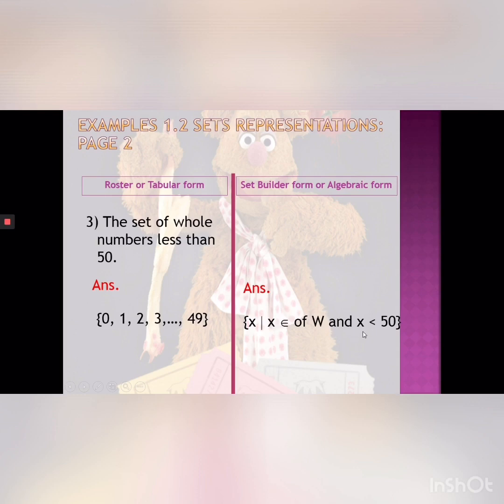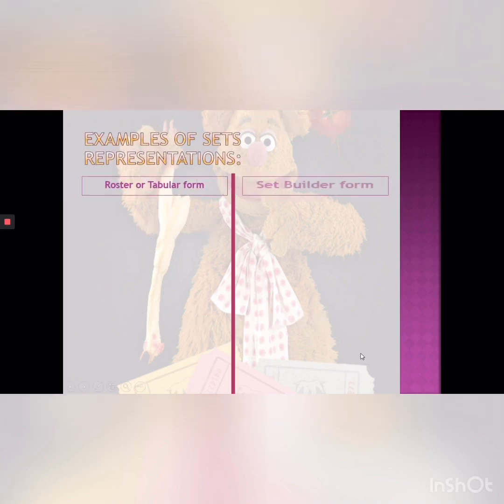Well, anyway, this way of describing a set has many ways to do it, so I will not be so strict with that. I will check your answer, and if your answer is valid, I will mark it correct. So just don't really worry about that. Just make sure that you are following the method of describing a set using set builder form and roster or tabular form. Okay. Now let's proceed to another example.